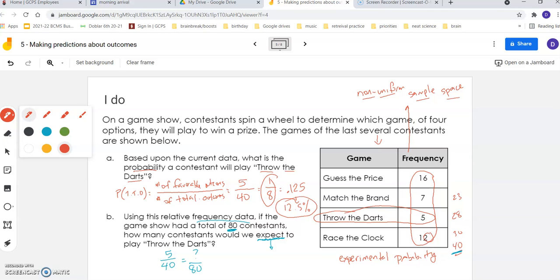So this is a part to whole ratio, the part that played the game out of all the games. So here my whole was 40. If my whole was 80, that's twice as many people playing the game. So I would expect twice as many people to get this game, which is 10. So I would expect 10 people to. Now this is probability. Probabilities don't always work out like you think, but I would expect 10 people to play the game.